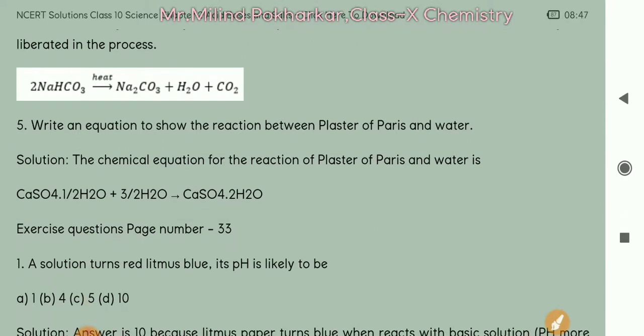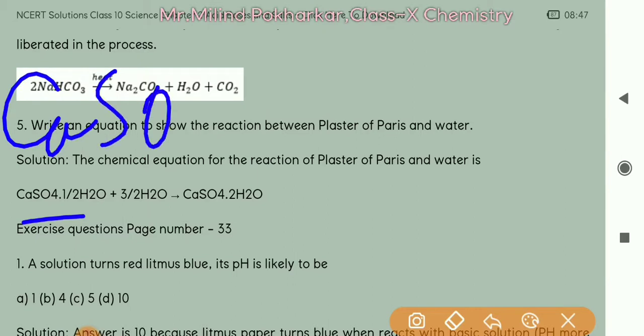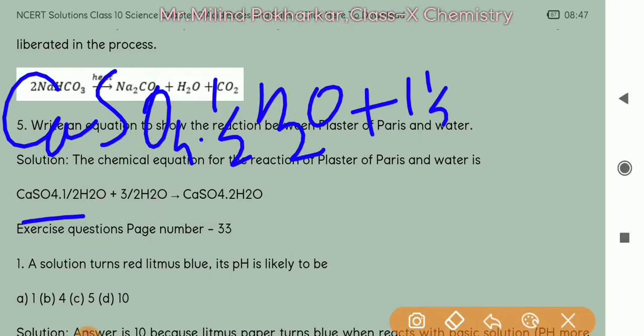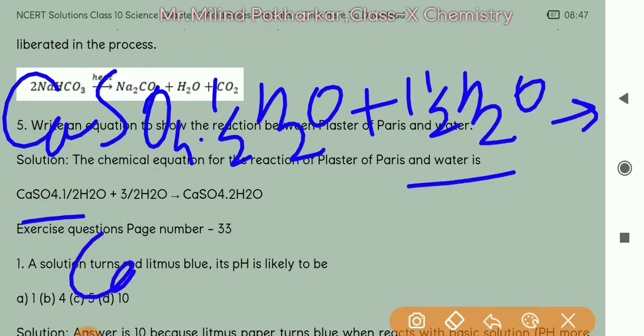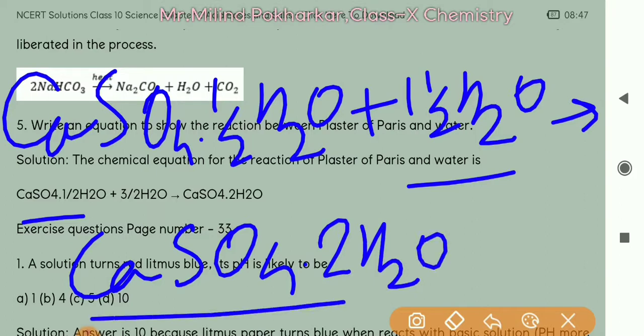Then the next question is: write the equation to show the reaction between plaster of Paris and water. So when plaster of Paris, that is calcium sulfate hemihydrate, CaSO4 dot half H2O, plus 1.5 H2O, this is the water which we want to add, it will form CaSO4 dot 2H2O. So this is the gypsum. The gypsum is formed back.